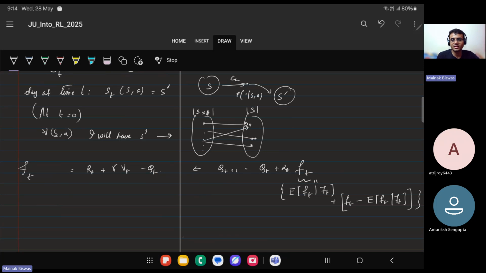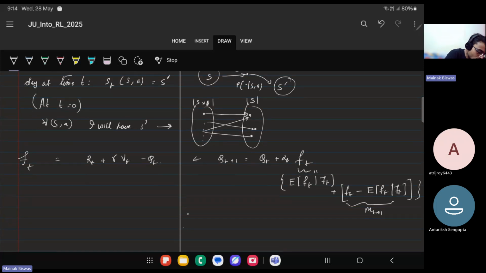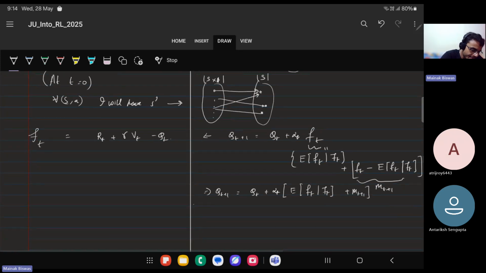I can write it this way. I just added and subtracted this expectation. Yes, and then we'll show it tracks the ODE. Correct. So this second term is the martingale, M_{t+1}. So I can write this as Q_{t+1} = Q_t + alpha_t times the expected value of f_t given the history plus the martingale. Very good. Now let me show you that the first thing I'll show you is that the martingale goes to 0.